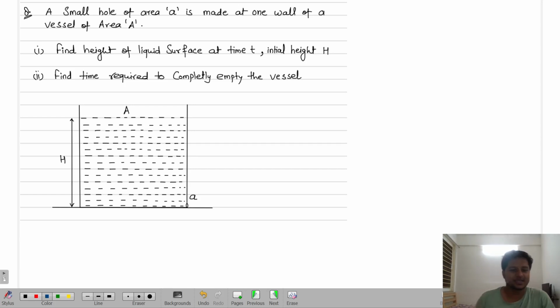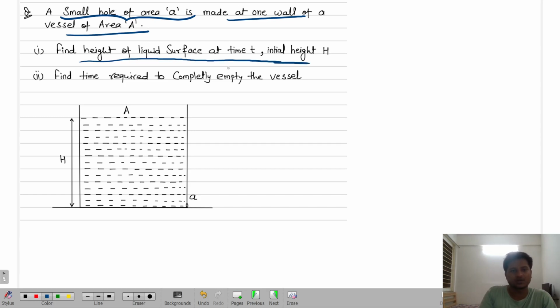So once again, it is saying that a small hole of area a is made at one wall of the vessel of area A. Find the height of liquid surface at time t. If the initial height is h, find the time required to completely empty the vessel. Means this hole is made over here.